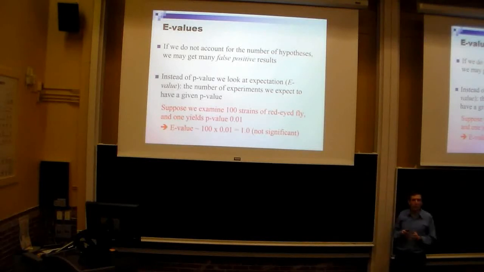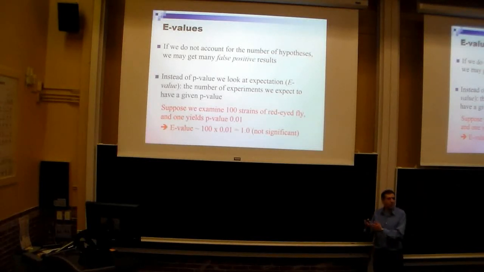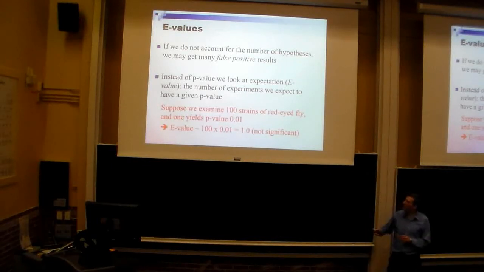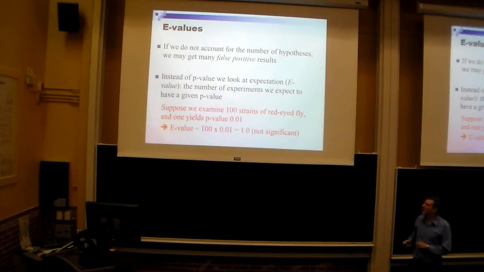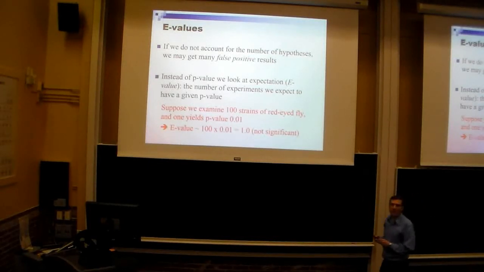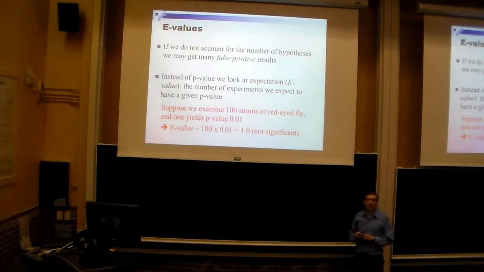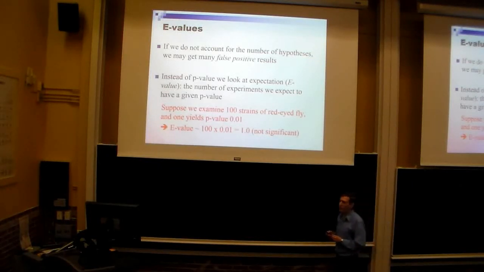And if you're doing multiple experiments, or you're doing a kind of computational analysis that involves running many similar statistical tests, usually you're going to want to look at the e-value rather than the p-value. So in particular, if you want to be sure you're not seeing a false positive result, you want the e-value to be significantly lower than 1. So you might want to look at e-values below 0.01 instead of p-values below 0.01.